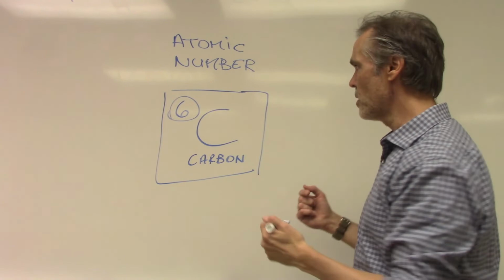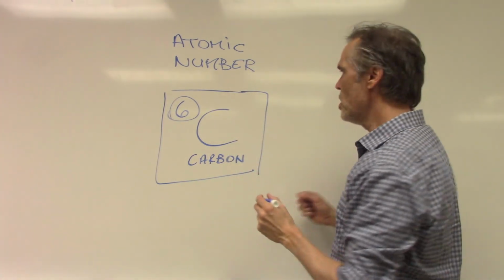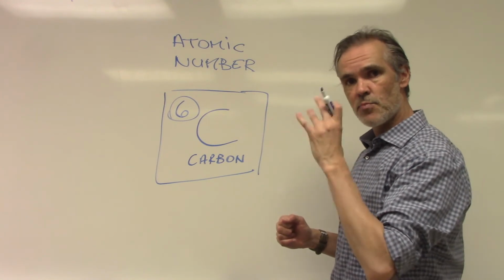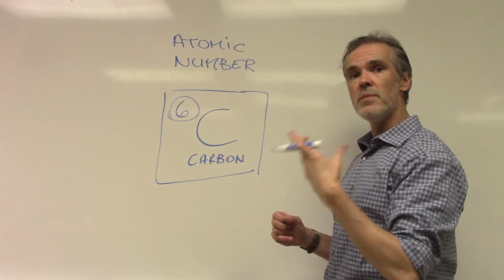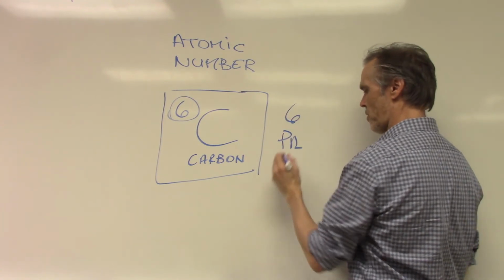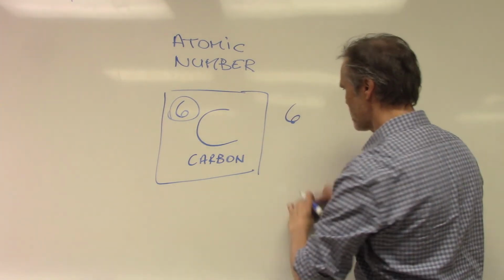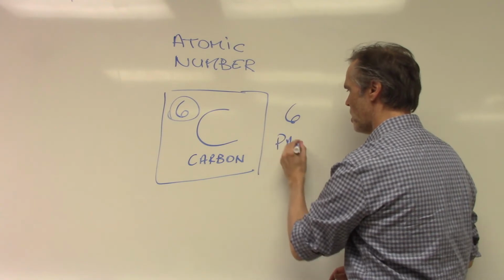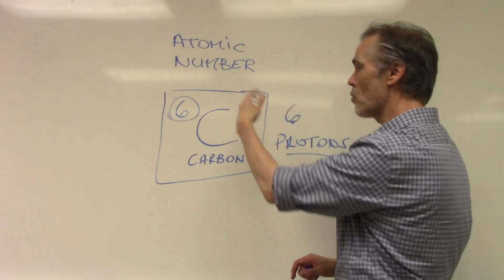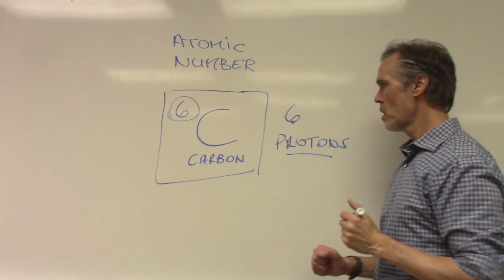So what does that mean? Well, that number here, number 6, means that there are six protons. We have 6 protons inside the nucleus. Okay, so that's why we have the atomic number here.